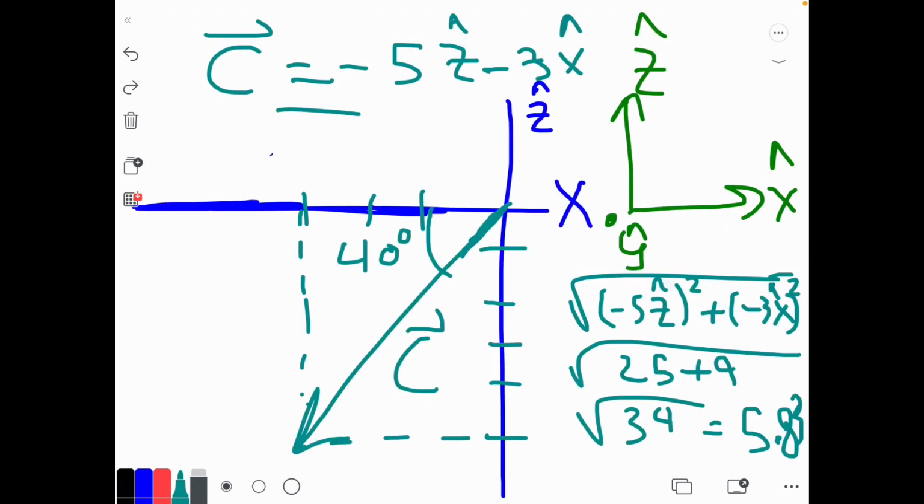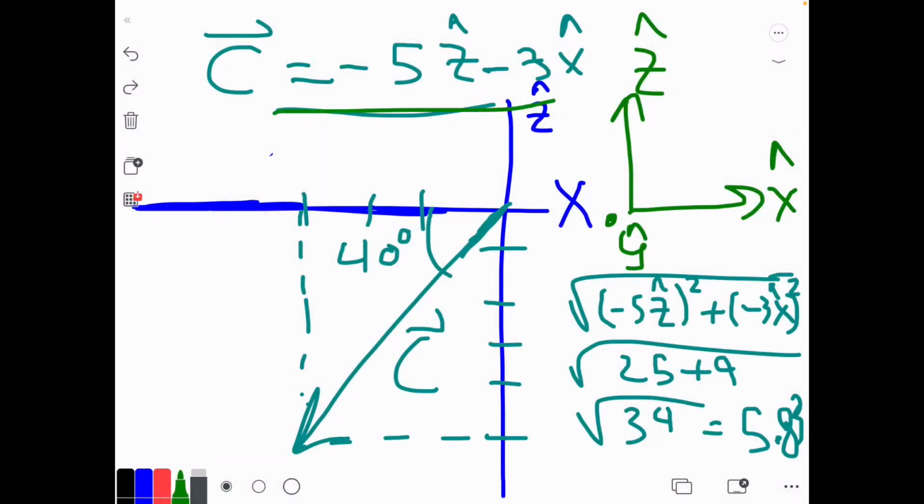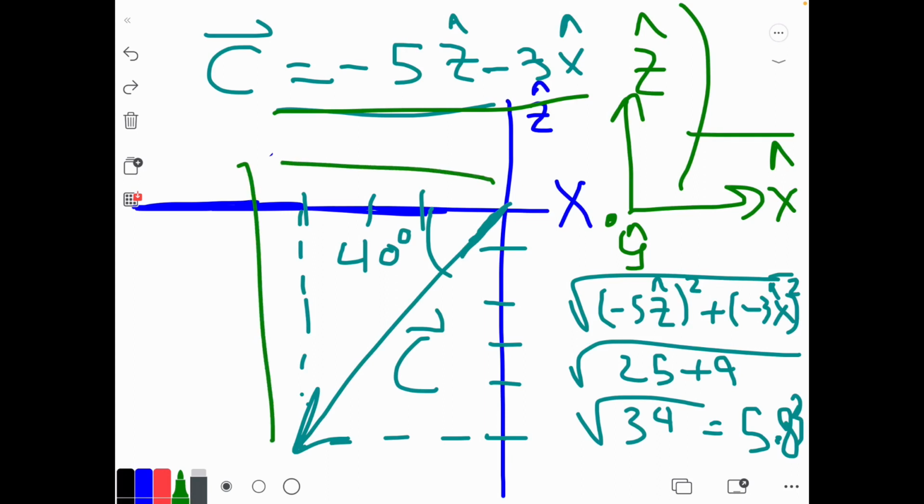So vector C is going to have a negative 5z hat. Excuse me, my marker is not right. And then negative 3x hat. So we're going to say, okay, Cartesian coordinate system again, but we're going to use the one that matches our vector C: z hat going up, x hat going right, y hat coming out of the board. Now we're going in the opposite direction. We're going to have negative 3x hat and then negative 5z hat to get vector C.